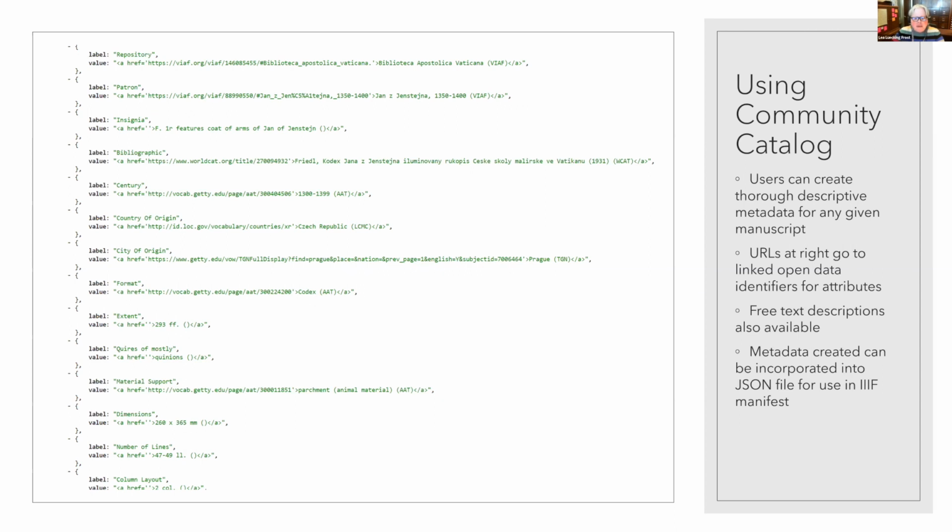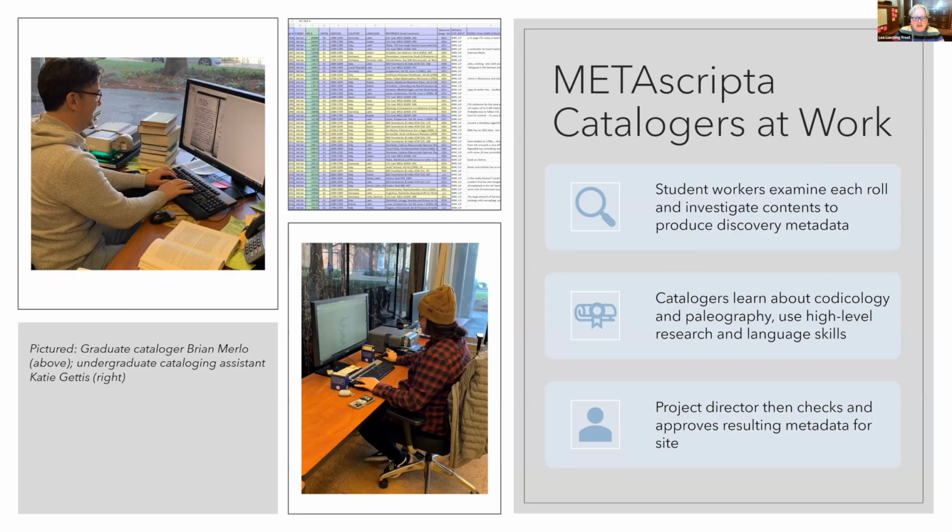The results can be used not only in one's scholarship, but in one's teaching. Even if students do not plan to become manuscript librarians, the process of cataloging and describing a manuscript offers a way to put learners in direct dialogue with the material text, albeit in mediated form. Metascripta employs a number of student catalogers. At the moment, we have an undergraduate student and a graduate student who work together to identify and produce discovery metadata for each manuscript in the collection.